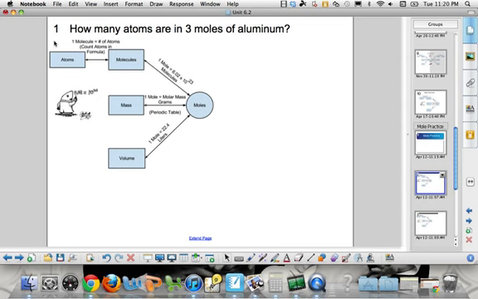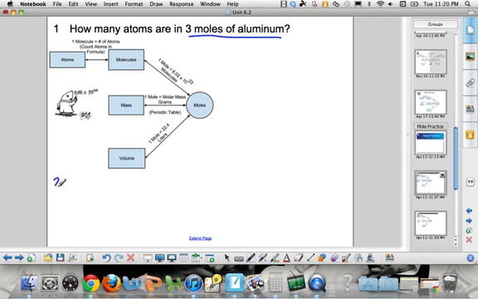Number one, it says how many atoms are in 3 moles of aluminum? I don't want you to freak out with these problems. The big thing to remember, guys, is that you should treat these problems just like all the other problems that we did when we did the factor label method. We want to set them up the exact same way that we did before. Take what I was given and put that value over 1.